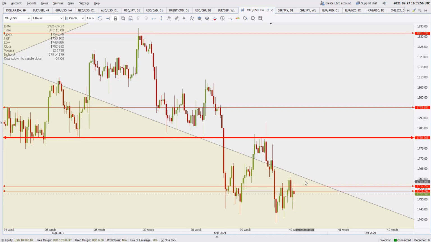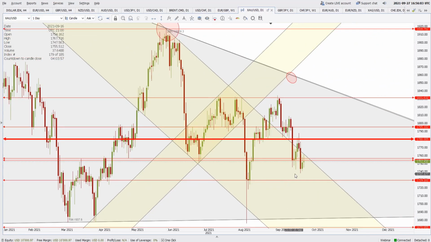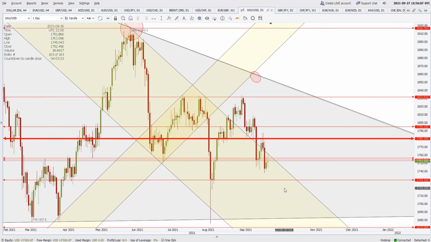So I am expecting the price to meet this falling trend line and get rejected very badly, and if that happens, then we can see 1729 and maybe 1670 in this market. On the contrary, if the candle is able to close the day higher than 1756, we can witness 1780 again in this market.